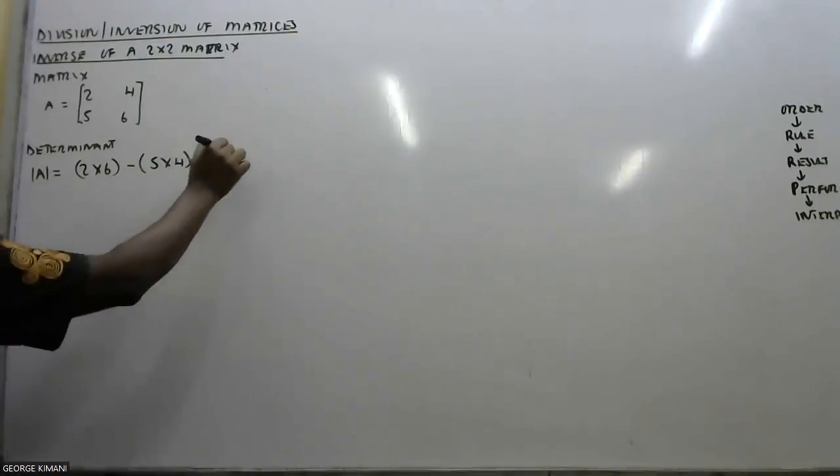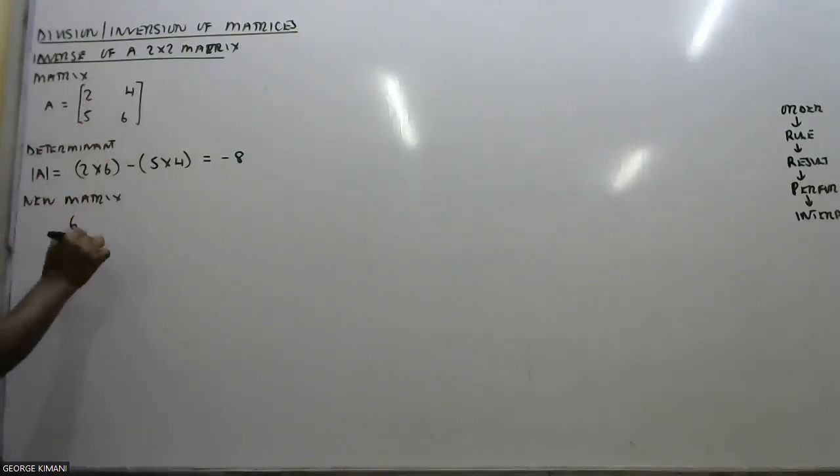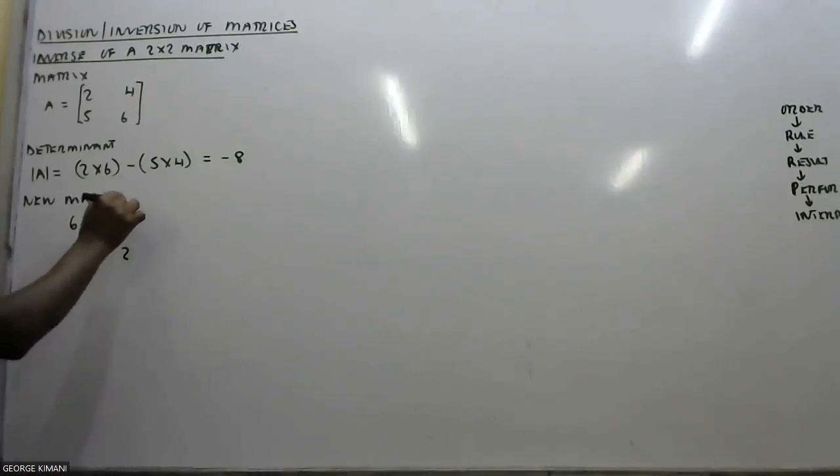Minus 8. Higher. The next thing you do is to get something we call the new matrix. The new matrix is obtained by interchanging the positions of the major diagonal, so that now will be 6 here and 2 there. And then you change the signs of the minor, so this now will become -5 and this will become -4.